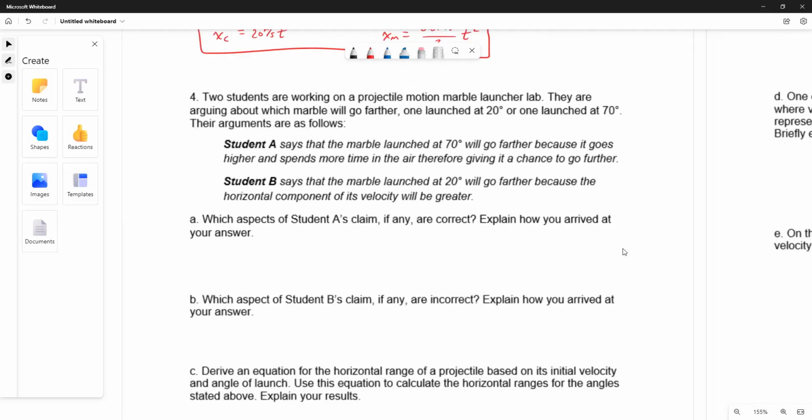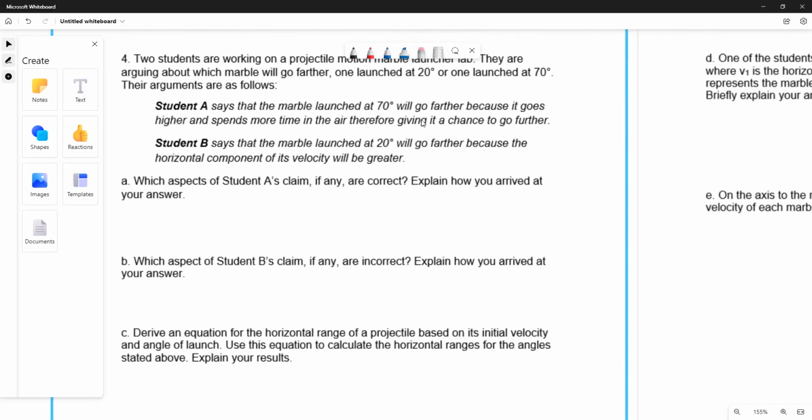All right, for question number 4, you're given these two descriptions. This is probably my least favorite of these problems. There's not enough detail in some of this stuff, and the wording of the questions is just unnecessarily confusing.